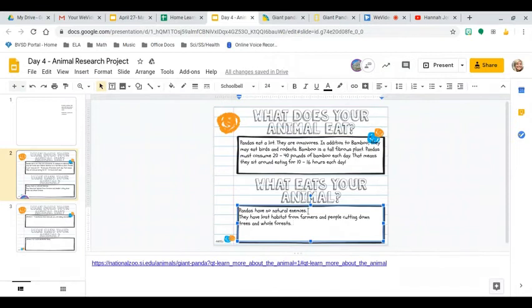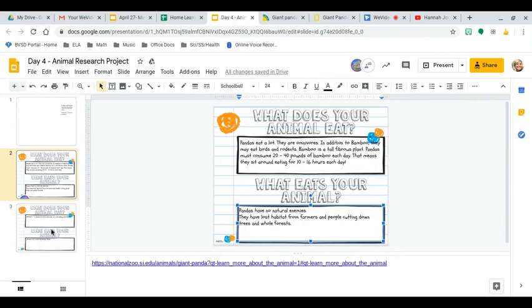So that's why in my notes I have pandas have no natural enemies. Now, I did remember learning about humans and that they have lost habitats. So that's part of them, like that's where they live. They have lost habitats from farmers and people cutting down trees and whole forests. So even though that wasn't addressing the what eats pandas, right? It's still addressing what is a predator to these pandas. So even though humans aren't hunting pandas for food necessarily, they're destroying their habitats, which causes them to be endangered. So I felt like that was a really important piece of information that I had to include, right?